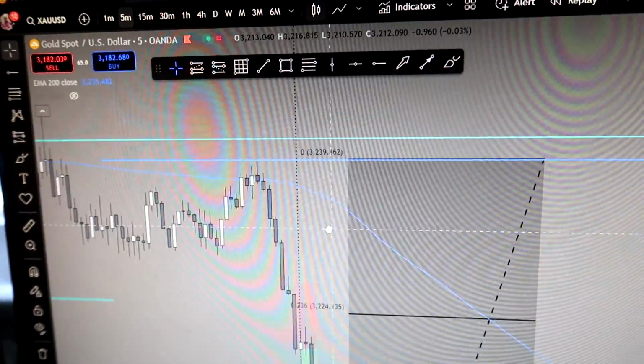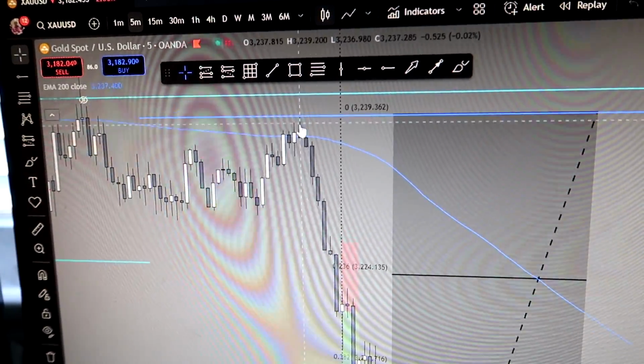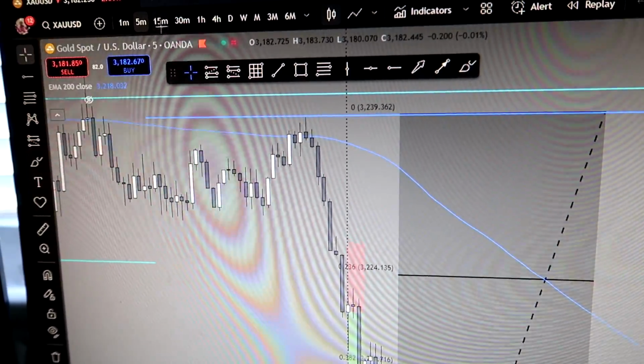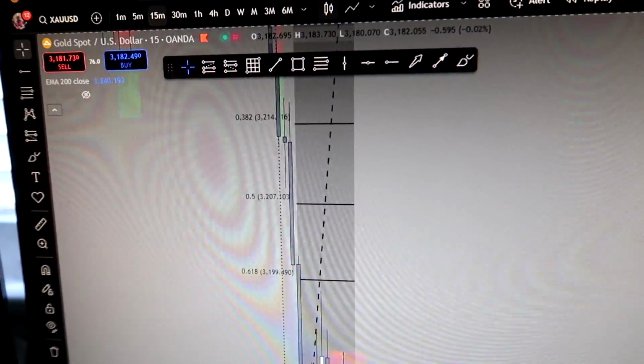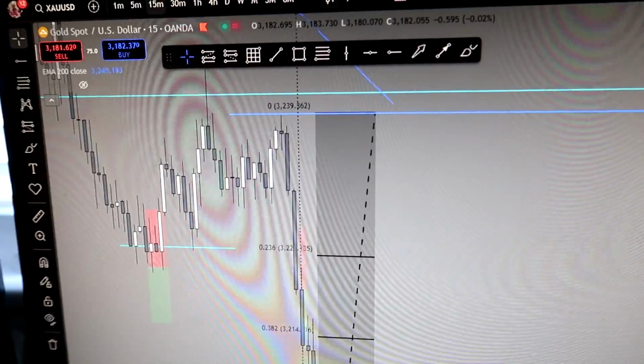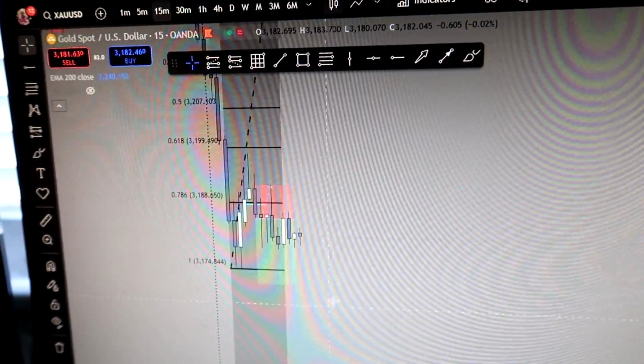We go to the 5-minute, as you can see. And that 5-minute kind of did the same thing. That 5-minute is connected to that 15-minute retracement, just like that. And this is part 2. Remember, this is part 2 of the setup. Part 1 is this part. Part 2 is this part.